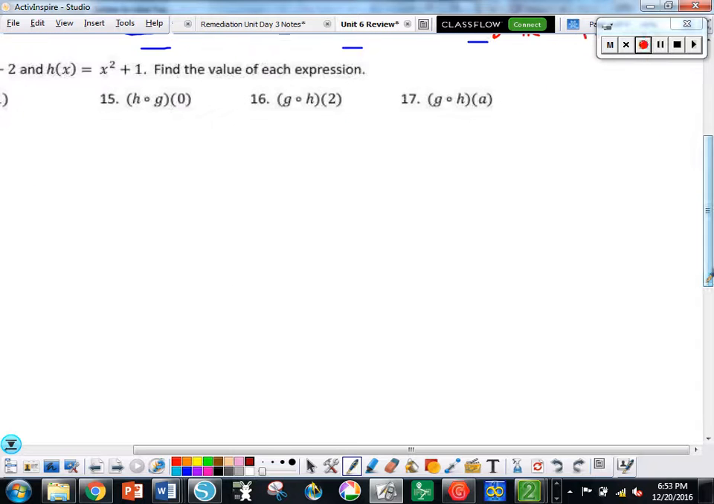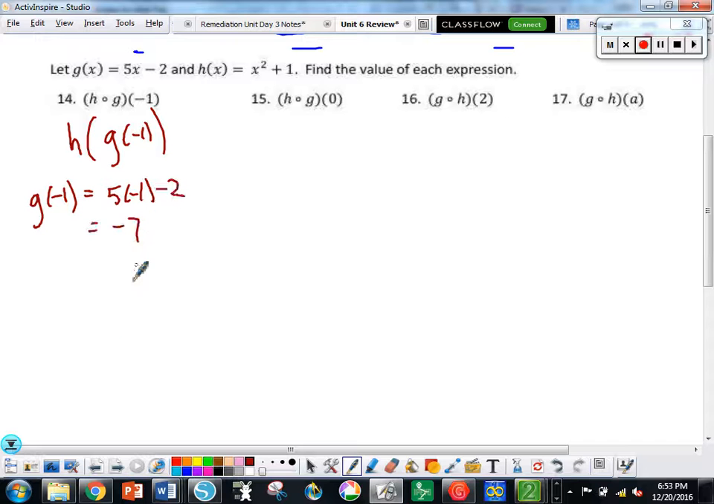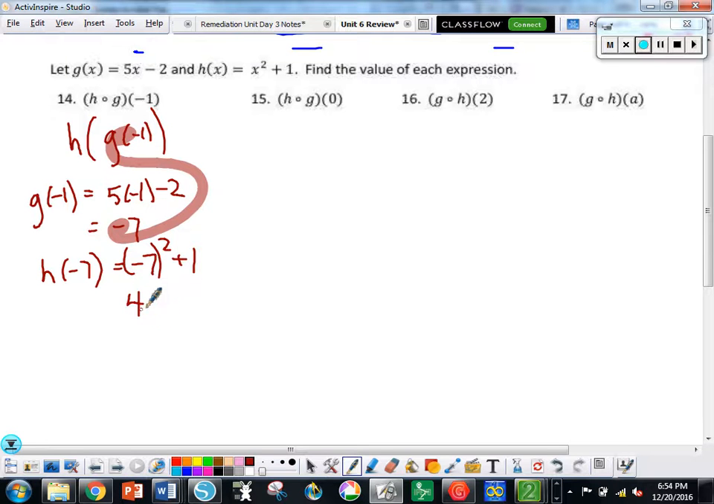Alright. Last question, let g of x equals 5x minus 2 and h of x equals x squared plus 1. Find the value of each operation. This is h of g of negative 1. Well, let's find g of negative 1 first. I believe that's negative 7. Then we're going to take that g function, we're going to replace it right here. So h of negative 7 would be negative 7 squared plus 1. 49 plus 1 is 50.